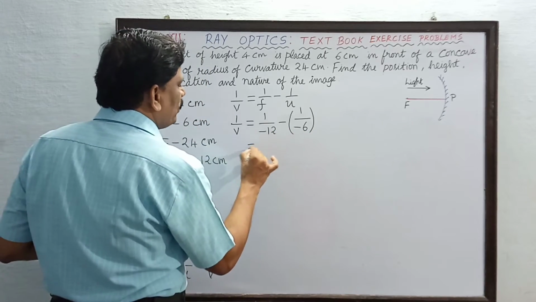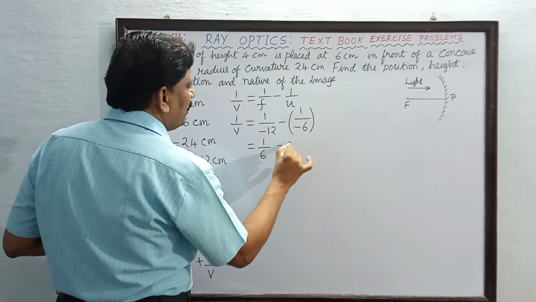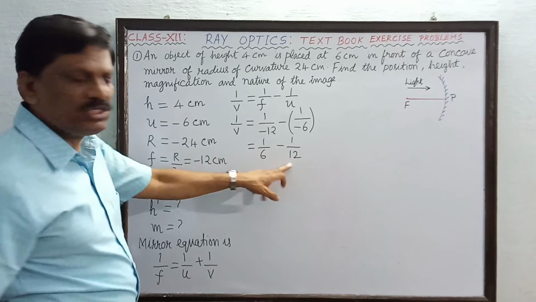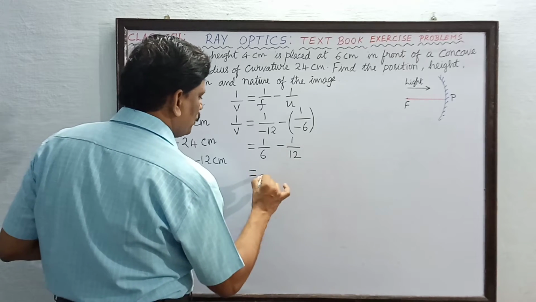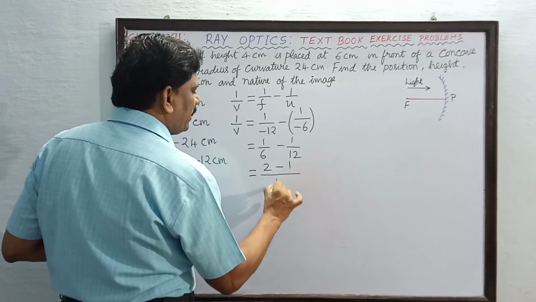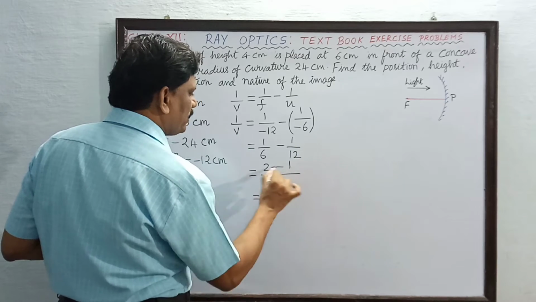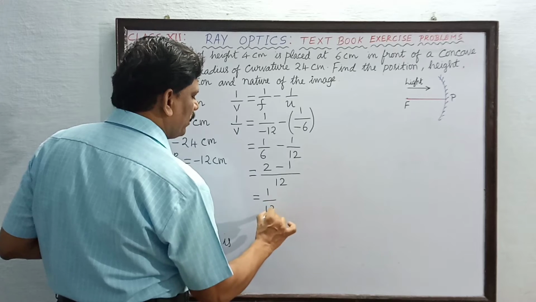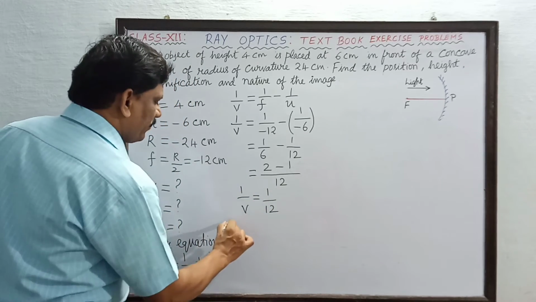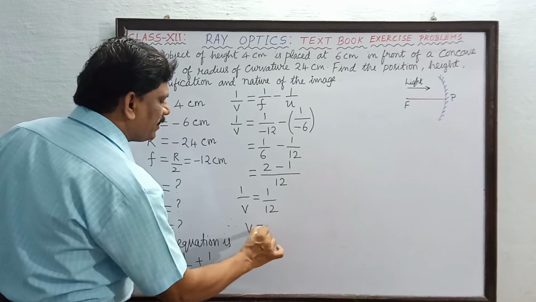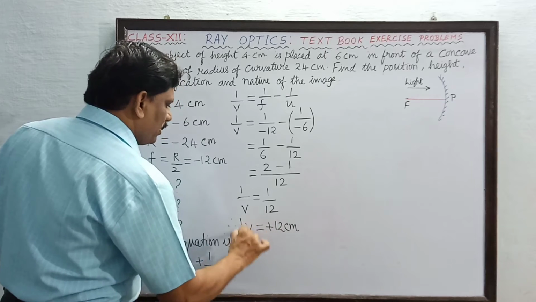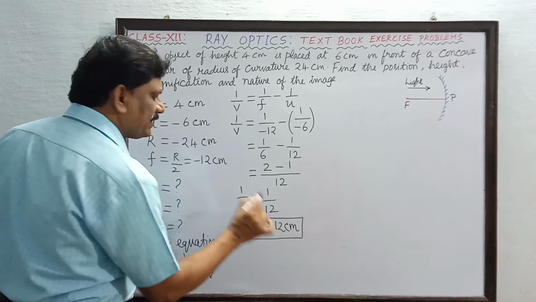So this is also now equal to 1 by 6 minus 1 by 12. So the LCM will be 12. So this is now equal to 2 minus 1 divided by 12. So 2 minus 1 is 1, 1 by 12. So 1 by v is equal to 1 by 12. Therefore what should be the image distance? v must be equal to plus 12 centimeter. Why have I specifically written plus here?